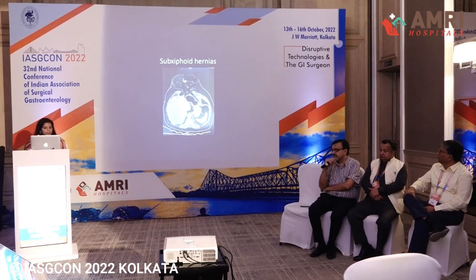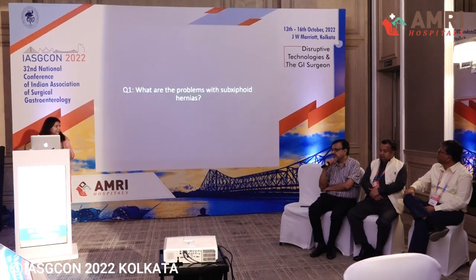So this is a patient with a subxiphoid hernia, about 7 centimeters, in the scar of a CABG. So what are the problems with subxiphoid hernia? That's the first thing I'd like to ask Dr. Agarwala. The problem is the anatomy. You have the rib cage there.